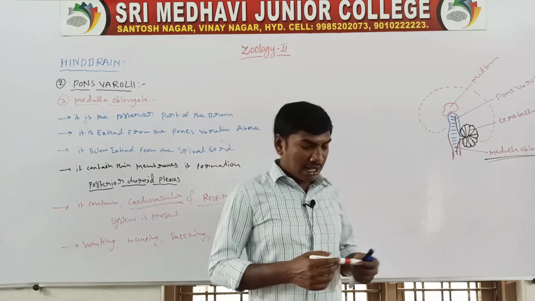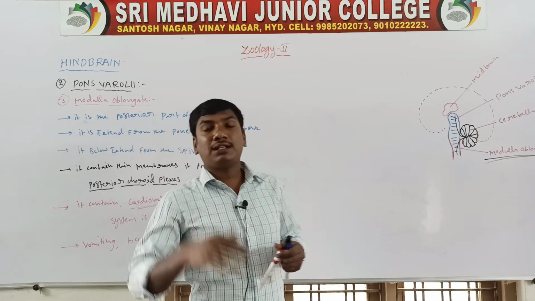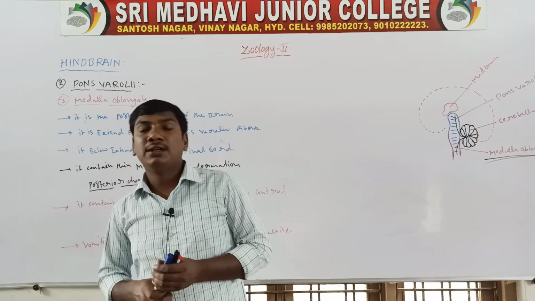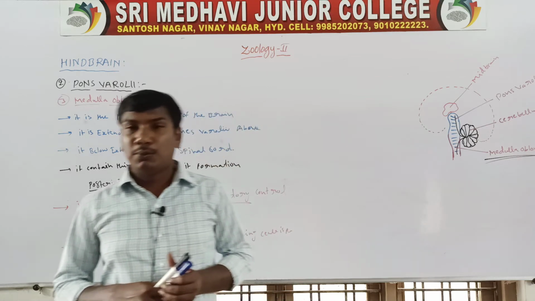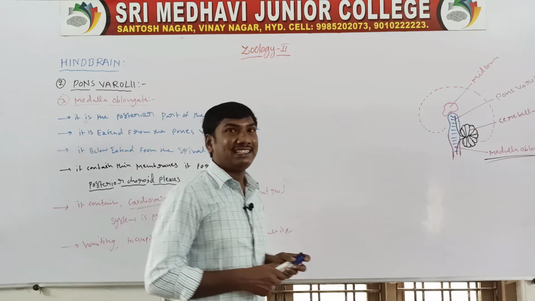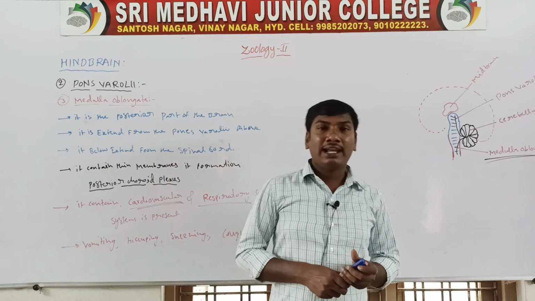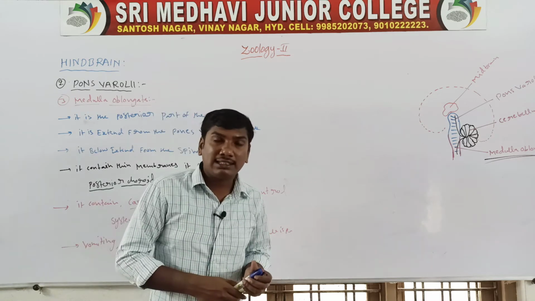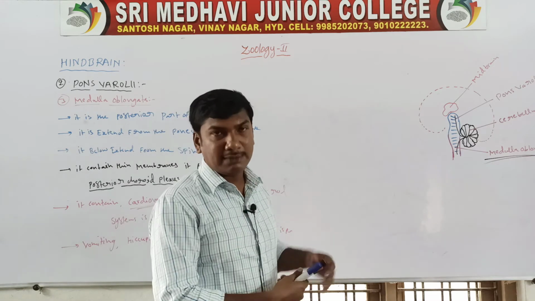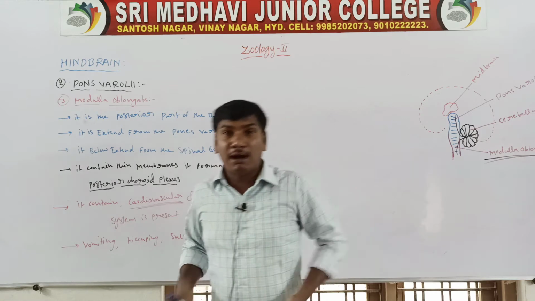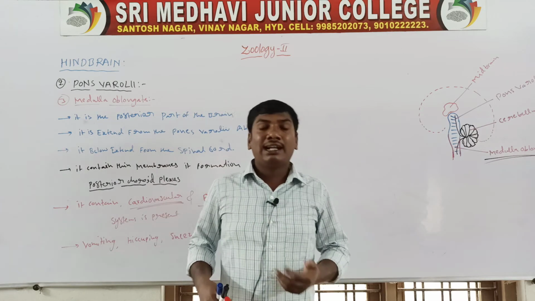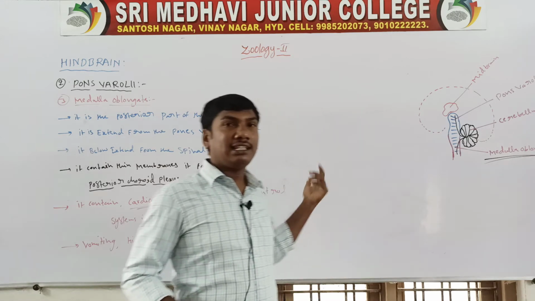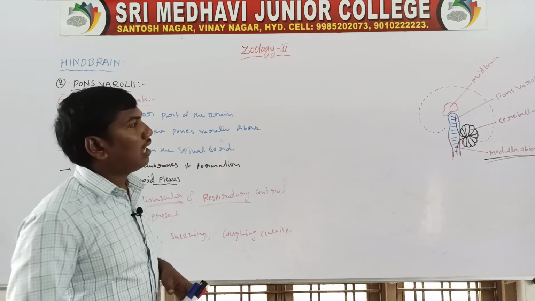So the medulla oblongata is the posterior part of the brain. It contains thin membranes, which form the posterior choroid plexus. It contains the cardiovascular regulatory center and the respiratory regulatory center. It also controls vomiting, sneezing, hiccuping, and coughing. These are the centers present on the medulla oblongata.